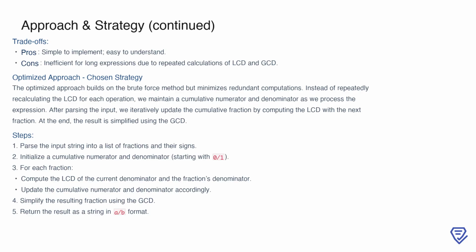To address this, we turn to the optimized approach, which builds on the brute force idea but reduces redundant computations. The key improvement here is maintaining a cumulative numerator and denominator as we process the expression. Instead of recalculating the least common denominator for every pair of fractions, we compute it iteratively as we combine the fractions one by one. By simplifying the result only once at the end, we further streamline the process. This approach involves parsing the input into fractions and signs, initializing a starting fraction, and updating the cumulative result fraction by fraction.